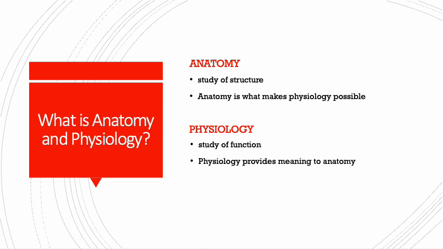So before we go any further, let's talk about what is anatomy and what is physiology. Anatomy is the study of structure, specifically the body. Anatomy is what makes physiology possible. Without anatomy, we don't have any physiology. We have to have a structure in order to have a function, which leads us into physiology, which is the study of the function. Physiology provides meaning to anatomy. Without a function, there really isn't a purpose for the structure. So the two go hand in hand, and we study them together because you need function to have a purpose for structure, and you need structure to have a purpose for function.